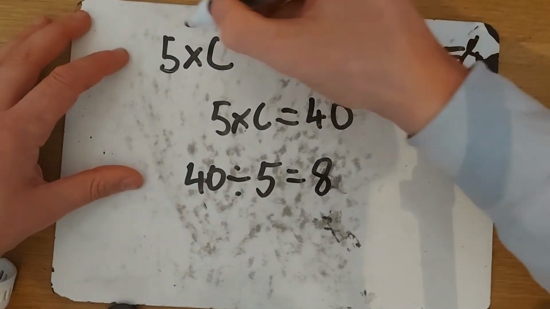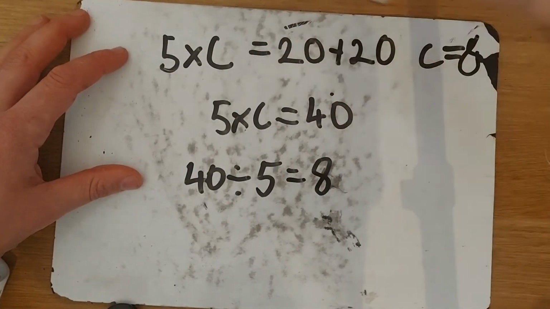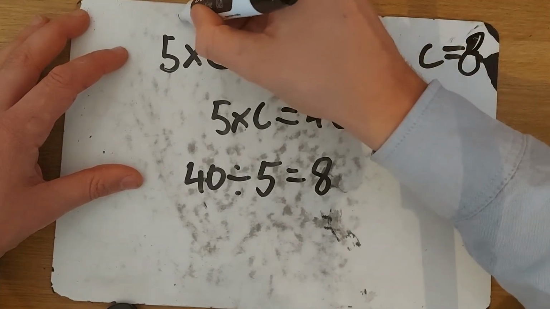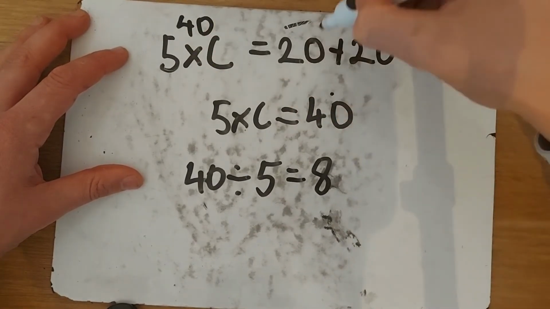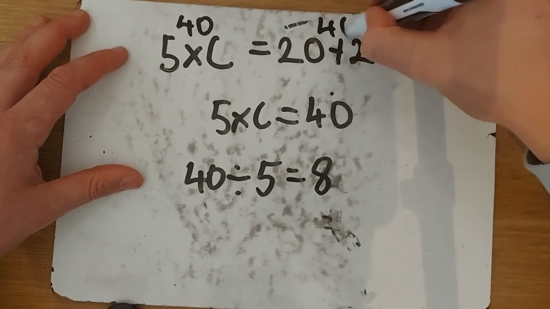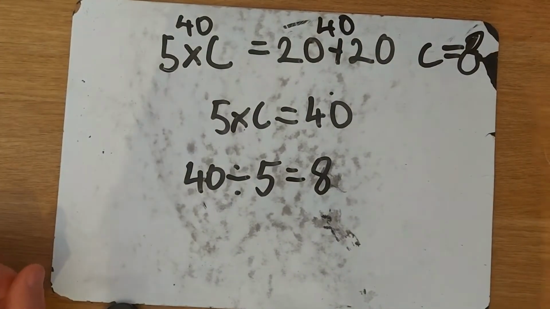And I can check this by going 5 times 8 is 40. 20 plus 20 is also 40. So I can also check it like that. Okay.